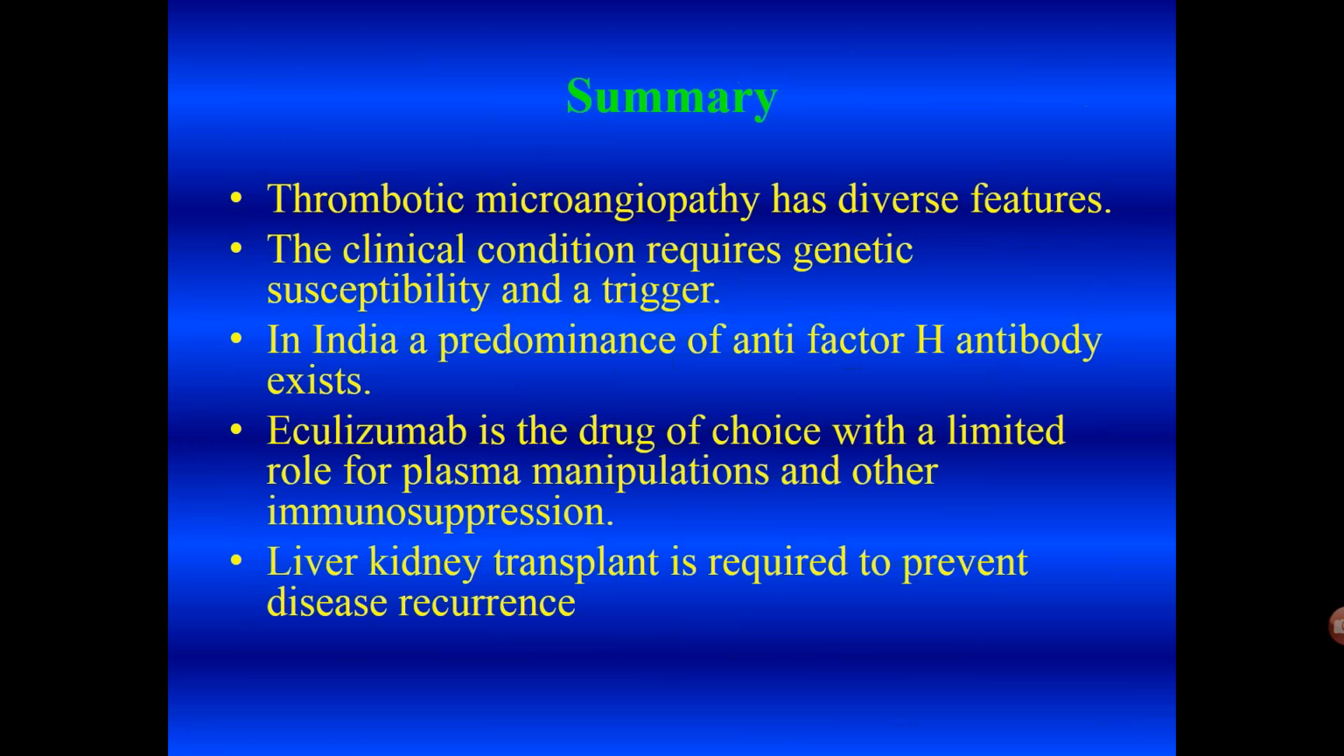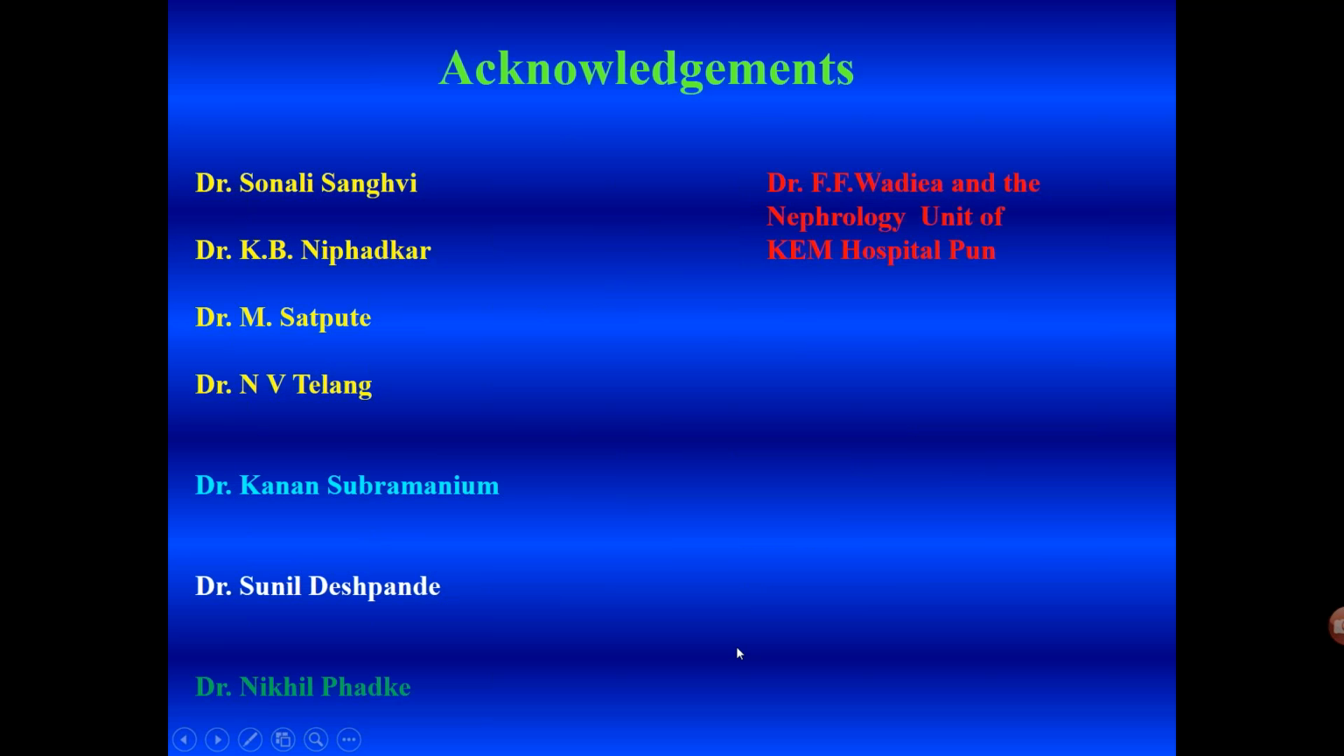So if I had to summarize what I have talked to, thrombotic microangiopathy has diverse features. It requires 2 hits, a genetic susceptibility and a trigger. In India, we appear to have a predominance of anti-factor H antibody disease, but we also have a predominance of CFH-R1, R3 deletions, and in adults, this seems to produce a severe disease even without high antibody titers. We don't yet have Eculizumab, but I hope it would come to India soon, and then till that time, we will continue to use plasma manipulations and immunosuppression, and a liver kidney transplant may offer a solution.